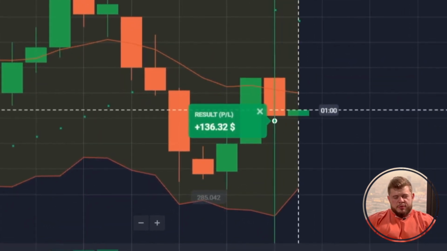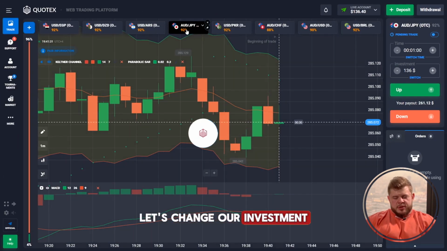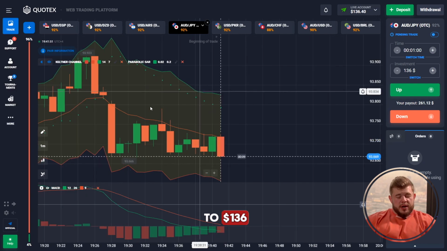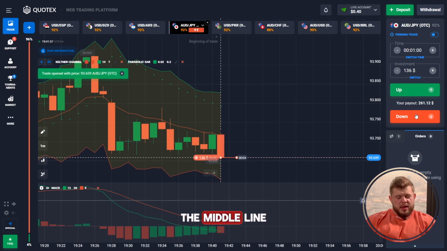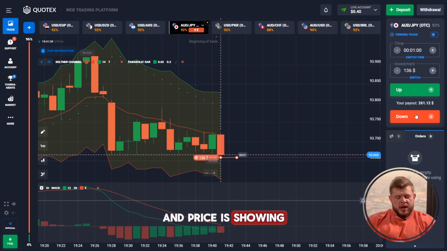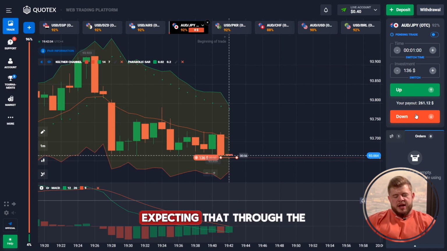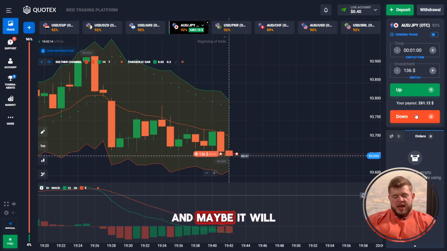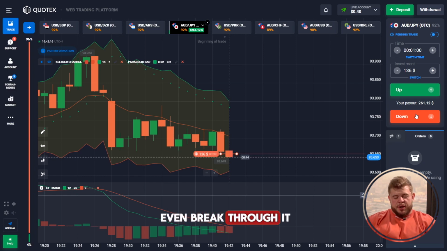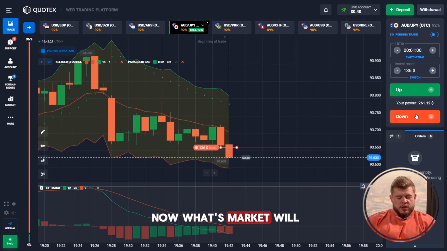So guys, this trade was a profitable one. We have $136. Let's change our investment to $136. We're checking out the GBP currency pair. We cannot break through the middle line of the Keltner channel and price is showing us a good pullback reaction. That's why we are opening a sell position, expecting a further drop. Price is moving towards the bottom of the channel and maybe it will even break through it and continue dropping significantly. So let's see right now what the market will show us.